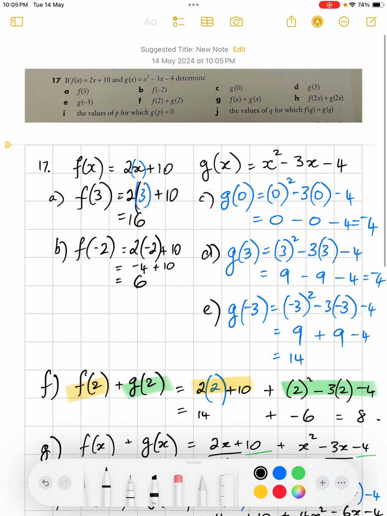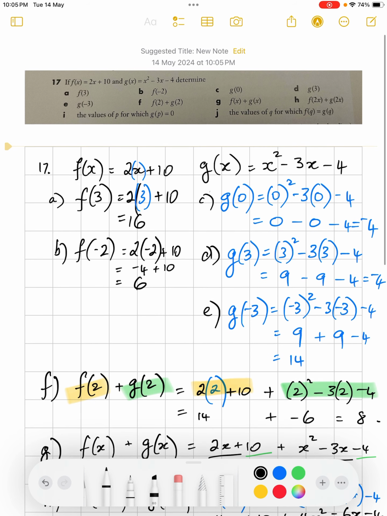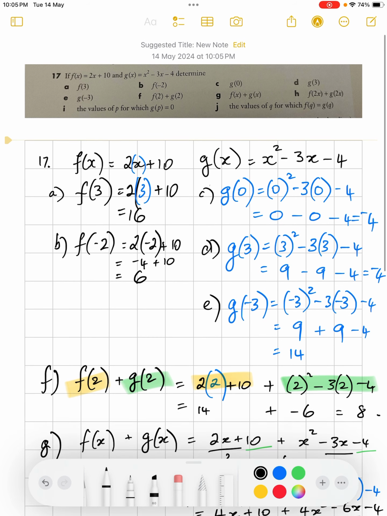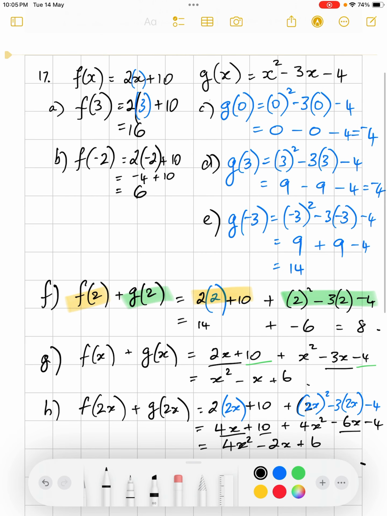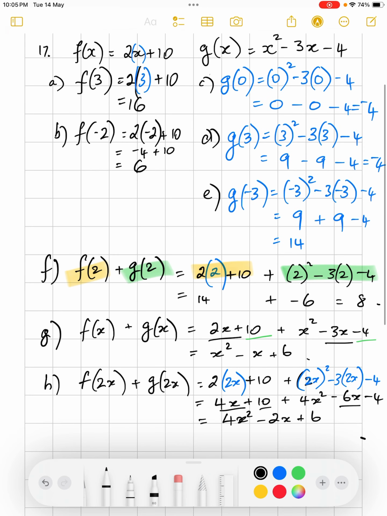And the value for p, if g of p is equal to 0. Well, g of p equals 0. So put a p in for x in the g function. p squared minus 3p minus 4, that's g of p. Let that equal 0.